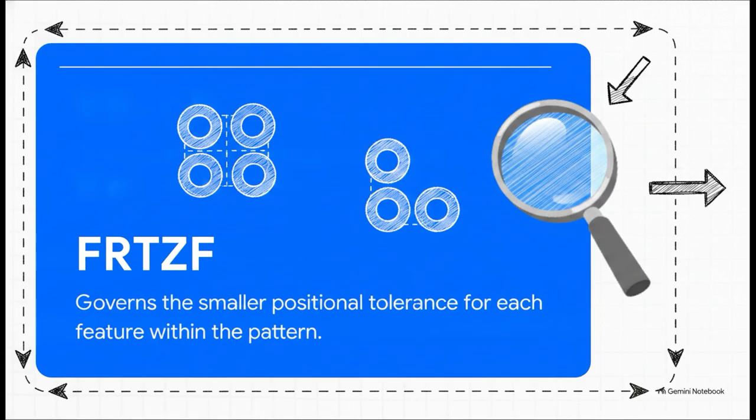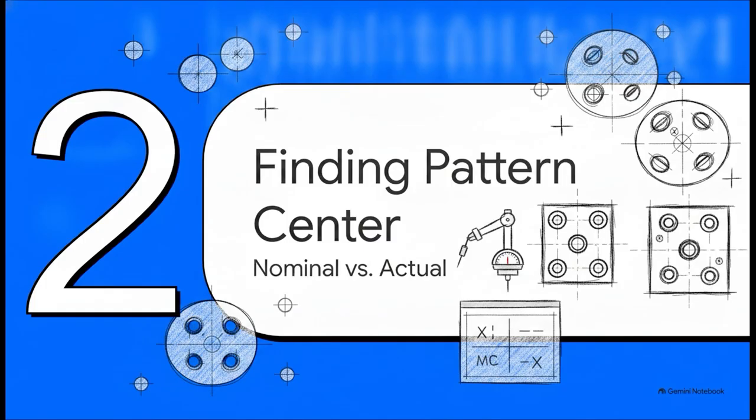This guy is the micromanager. It governs the tighter, smaller positional tolerance for how each individual hole relates to the other holes within that exact same pattern. The real beauty of this setup is that while the FRTZF keeps the hole-to-hole spacing super tight, the entire pattern as a group is totally free to translate or rotate within the larger bound set by the PLTZF above it. Up next, Section 2, Finding the Pattern Center, where we tackle nominal versus actual center challenges.